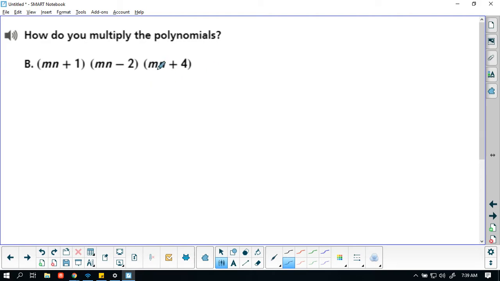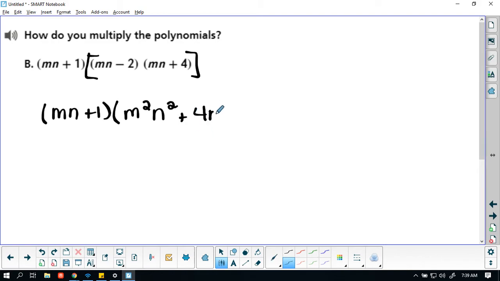So what I'm going to do first is focus on these two right here, because when I use the distributive property, I want to distribute the positive 1. So we have mn plus 1, and then I'm going to multiply these using FOIL. So mn times mn, m to the power of 1, m to the power of 1, so that's m to the power of 2. Again, n to the power of 2. And then I'm going to do plus 4mn minus 2mn minus 8.